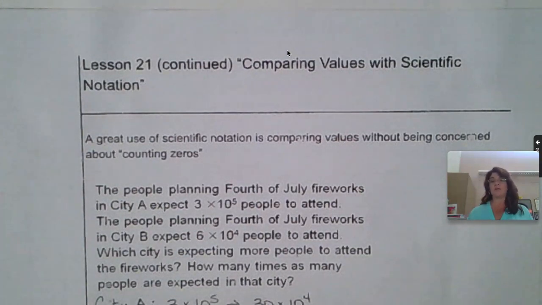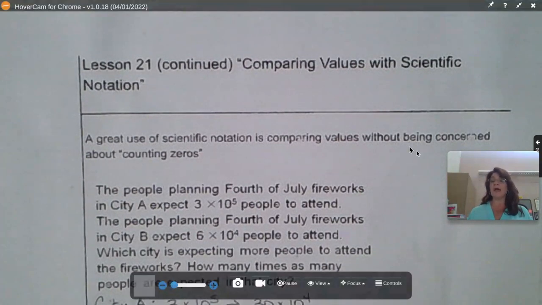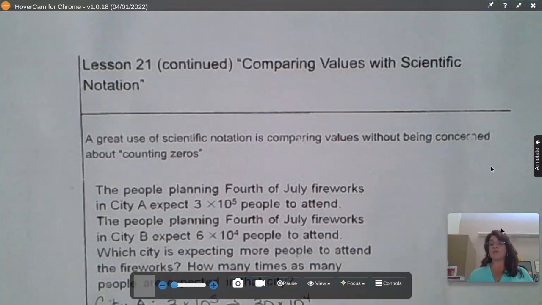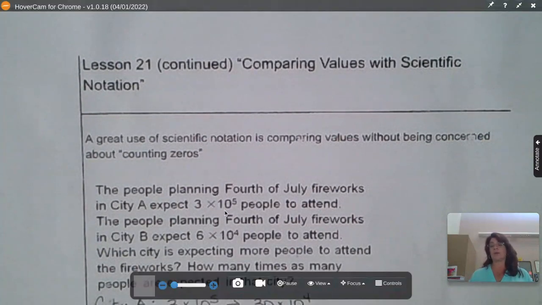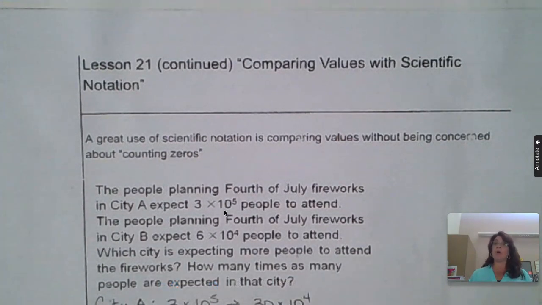The whole point of scientific notation is that we don't have to be so concerned with counting zeros. Is it 8 zeros or 7 zeros? It already tells us in the problem. Now we're looking at how much bigger or smaller something is based on its scientific notation.